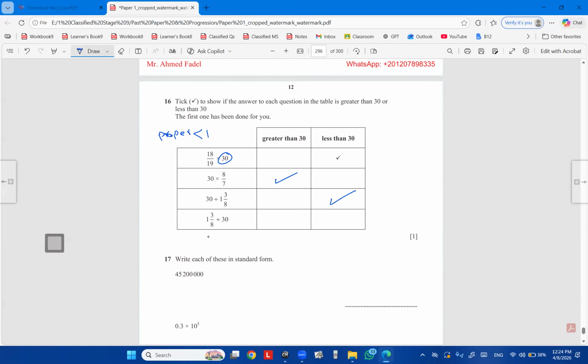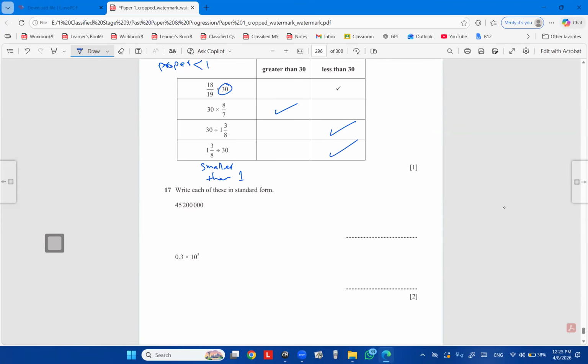Definitely, the answer is just naturally going to be smaller than one, not smaller than 30, smaller than one whole. This one is small divided by big. Definitely, the answer is smaller than one, not just smaller than 30. Yes, definitely smaller than 30 and smaller than one as well.